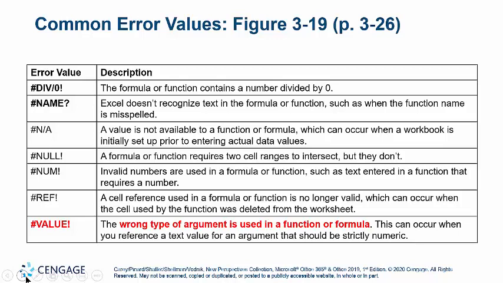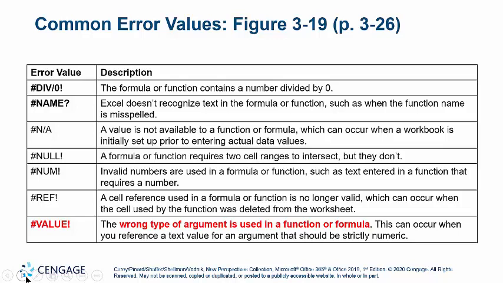Notice all the errors begin with a hashtag. And then finally, the value error. This is when you have a wrong type of argument in a function or formula. So what exactly does that mean? Well, if it's expecting a number and there's text there, or a date there when it's expecting a specific kind of number, you will get a value error.